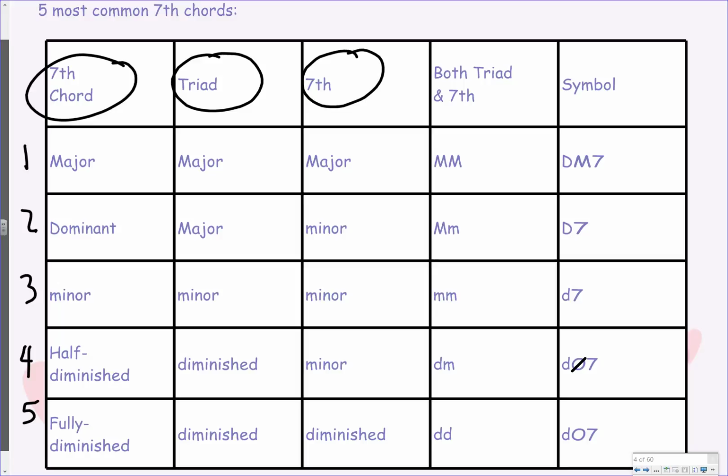And then in the next column, I've indicated both the quality of the triad and the seventh. And in the last column, I've provided some symbols, as I mentioned earlier on the other frame, that guitarists or pianists would read.